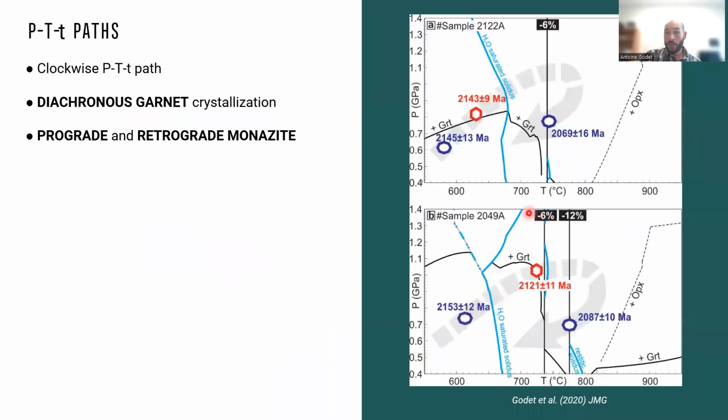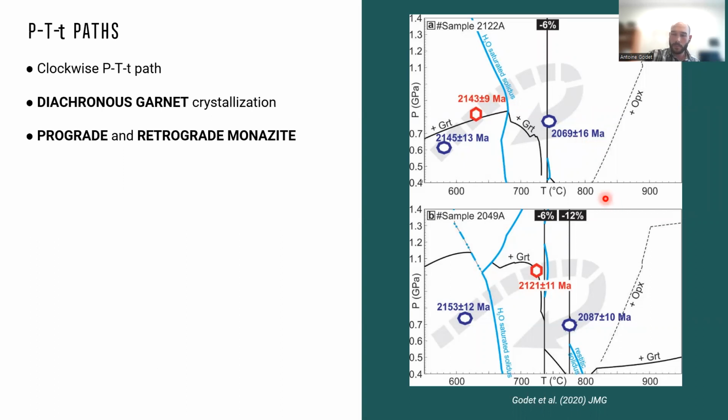So if we go back to our quantitative PTt path, we have a first monazite population in the two different samples, the first monazite population that grew before garnet. So in that case, 2145, and in that case, 2150-ish. And we have a second population of monazite that we interpret as retrograde, in that case dated at 2070, and in that case 2085 and 90. So two different samples, but pretty similar monazite records.